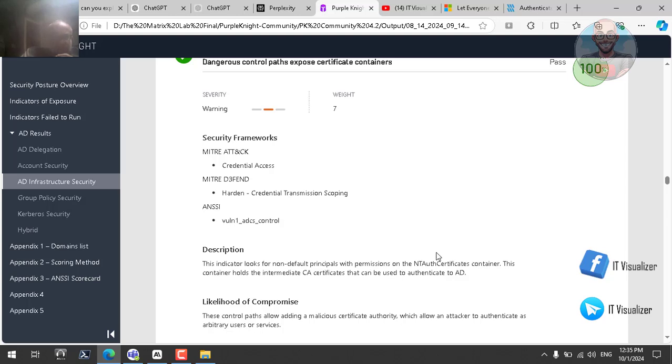So he's talking about if any non-default user or group or computer has access to this container, which, from the name, is concerning the certificates. Certificates are used to authenticate users to the Active Directory or encrypt data. So if a hacker or a non-default user has access to this container, he can issue certificates, which is a very, very dangerous thing to do. So we need to make sure that only the proper users or groups or computers have access to this container.